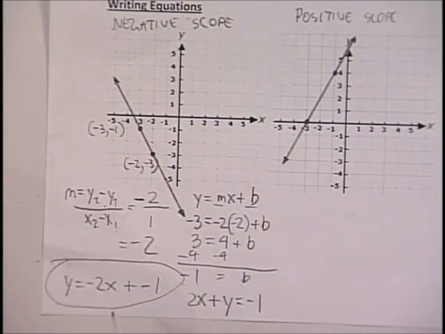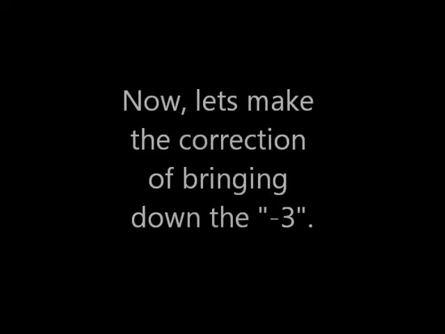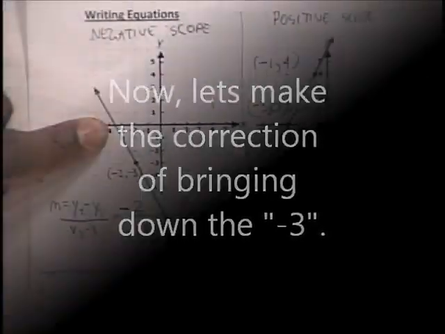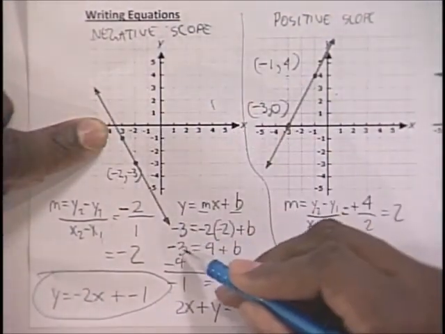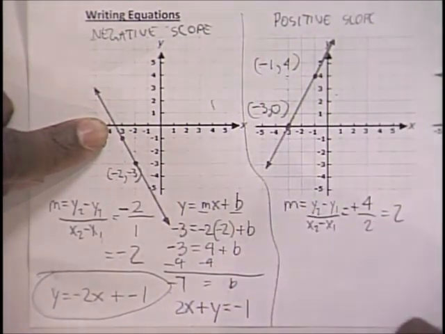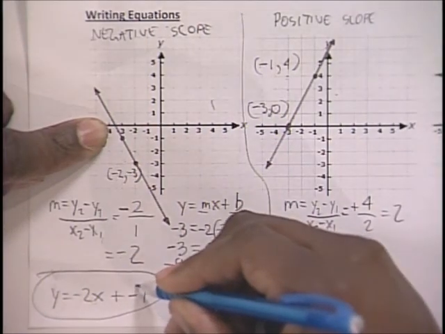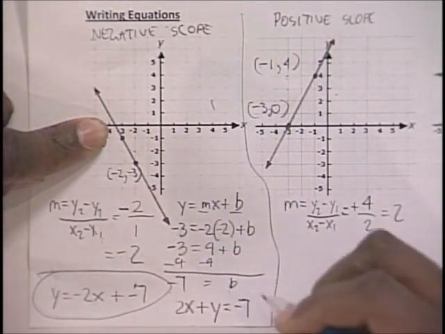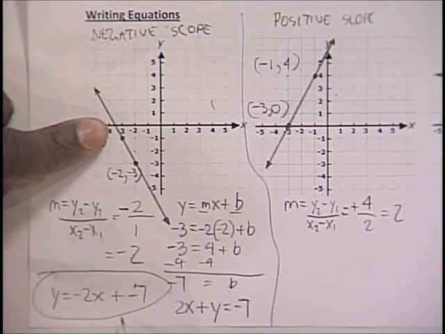This is slope-intercept form. It's -3 I should have brought down. I subtracted 4 on both sides, and that should have been a -7. So the y-intercept was -7. That should be a -7. Okay, so I'm sorry about that. So if that's a -7, all right, so now this is correct.